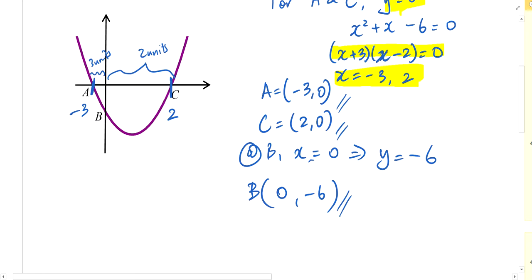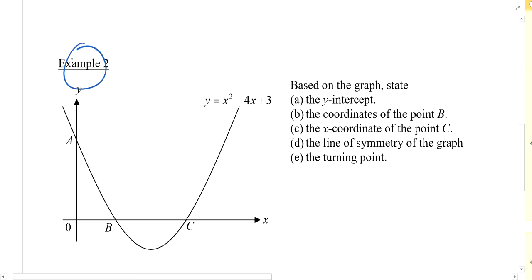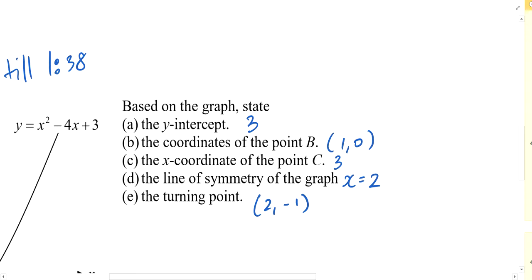Now you get to try example 2 yourself. Okay, do this now. You've got 5 minutes, until 1:38. Once again, for the line of symmetry, you need to write down x equals 2. Do you have that?